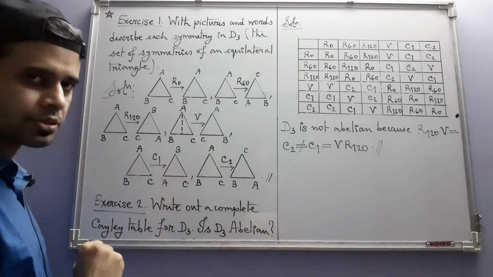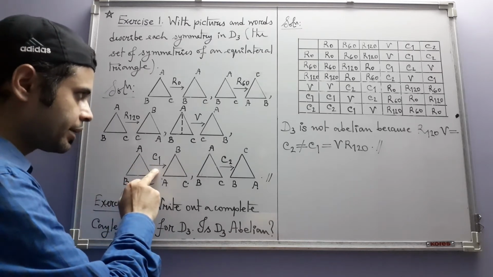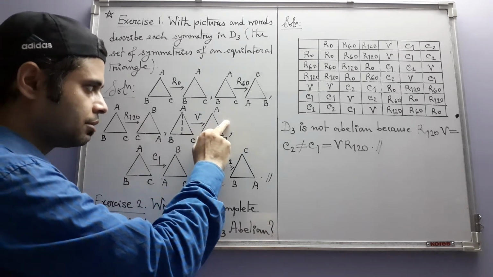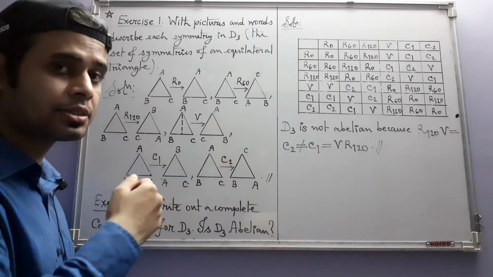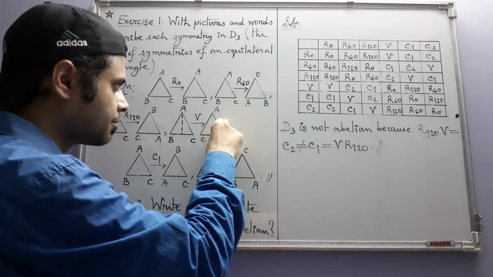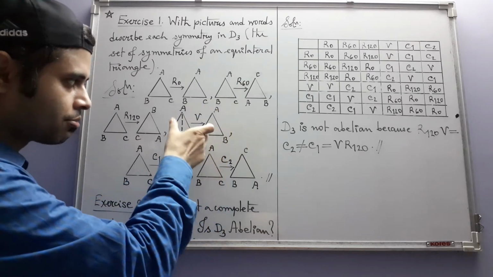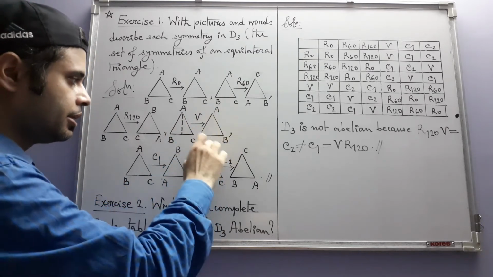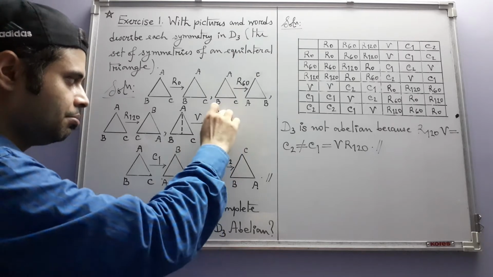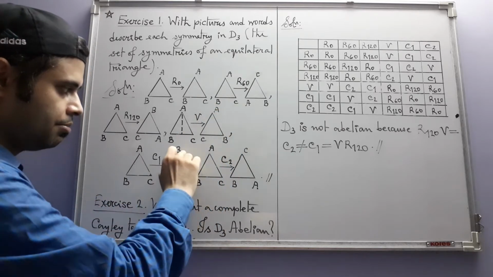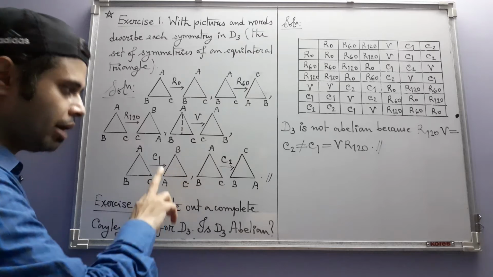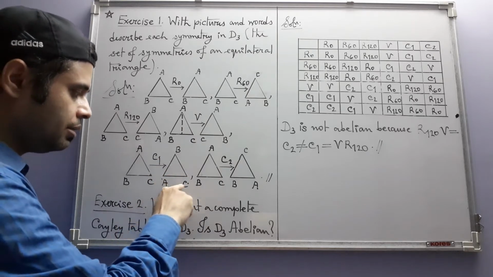What about this transformation? This one can be obtained from this one by applying R60 on this one. So if you rotate this again counterclockwise through an angle of 60 degrees, then you will have ACB. See, ACB. If you do that once more, you get BAC.